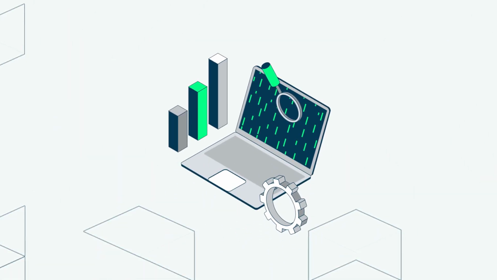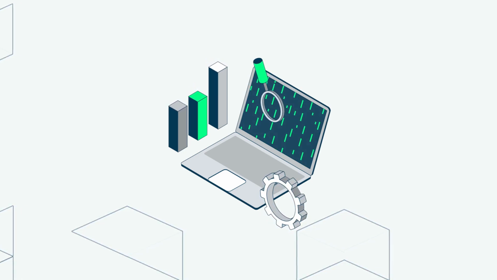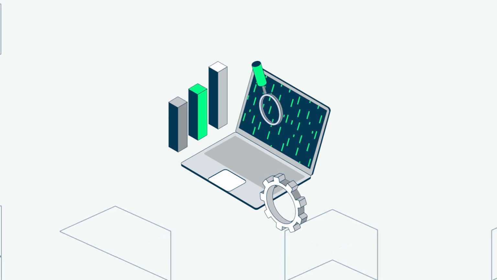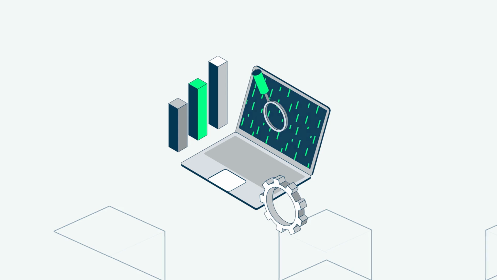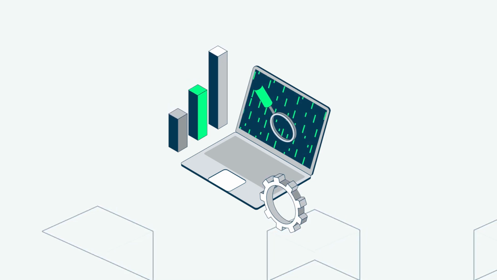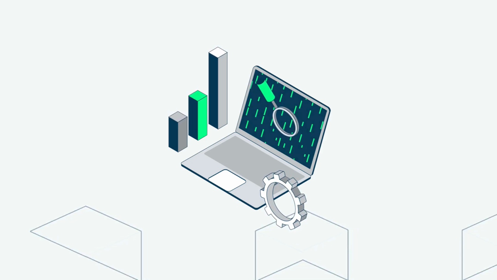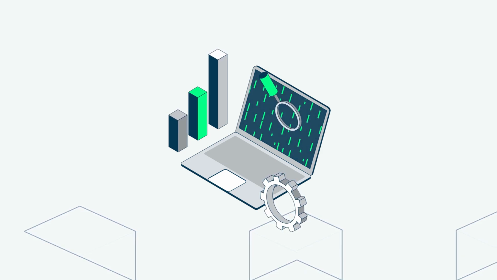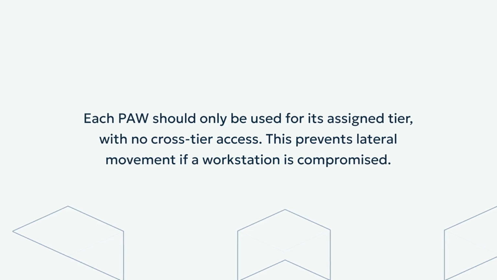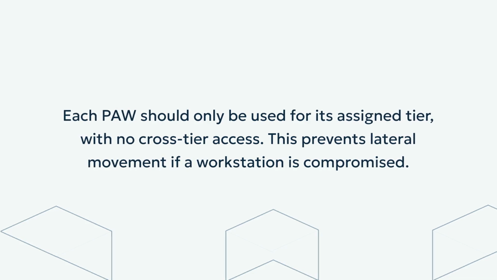First, define the use cases for PAWs to establish a boundary between devices used for daily operations and those used for privileged operations. You can define PAW roles based on operational roles and criticality. One way to define them is through tiers, with each tier having restricted access based on its responsibilities. This can look like having Tier 0 for directory and identity management, Tier 1 for server administration, and Tier 2 for end-user support. Each PAW should only be used for its assigned tier, with no cross-tier access. This prevents lateral movement if a workstation is compromised.